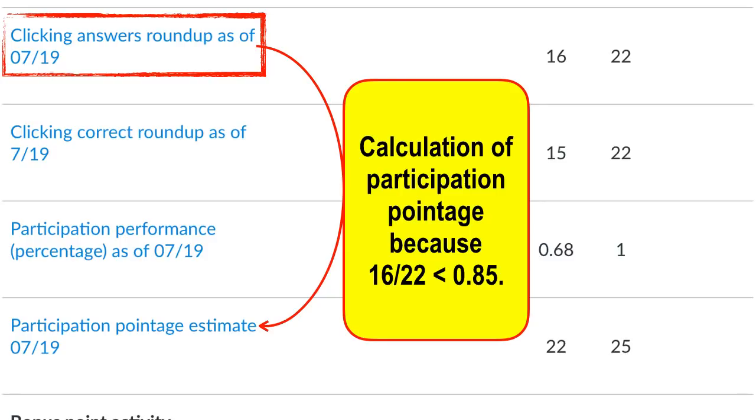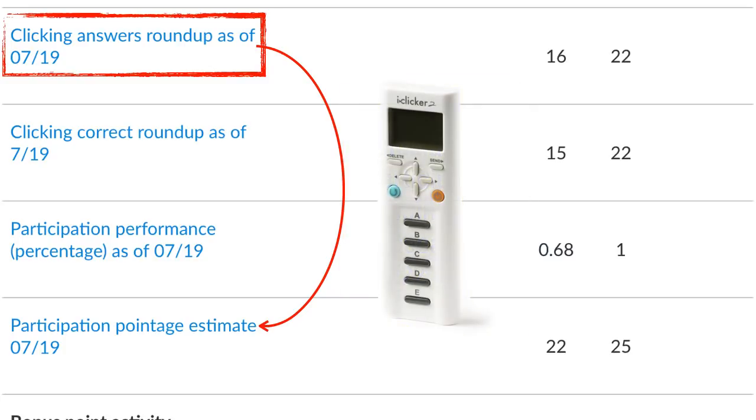All right, and so I'm going to show you, if you're above 85%, no problema. Ding, you got automatically 25 points. But if you're below that, it's a little trickier. We'll go through that calculation this afternoon. Okay, so get your clicker ready.